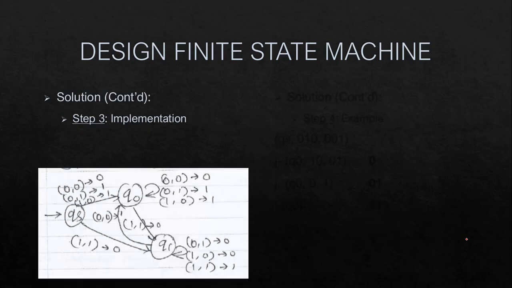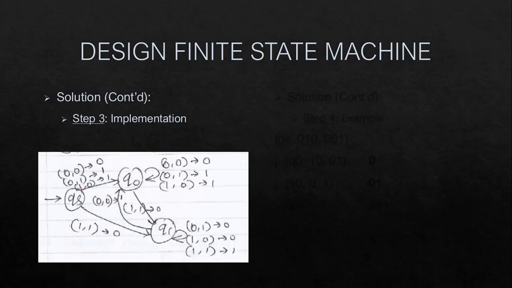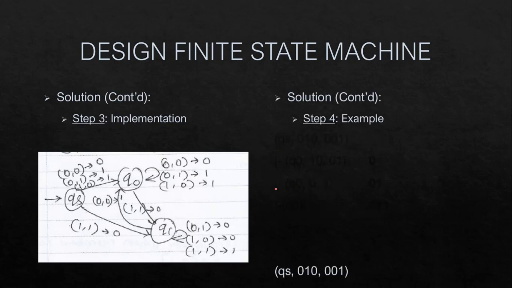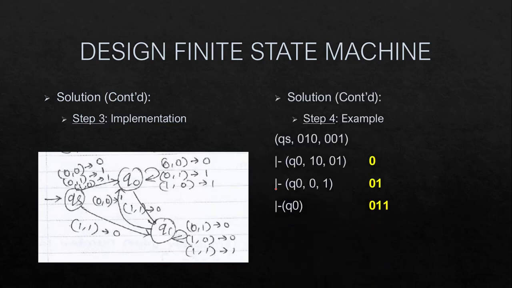So here is the state transition diagram. For 0, 0, we are getting output as 0, 1, 1, 0, 1, 1. Then 1, 1, a 0 is generated as output and we are moving to carry state. Okay, so let's check out an example and see whether this is working perfectly fine or not.